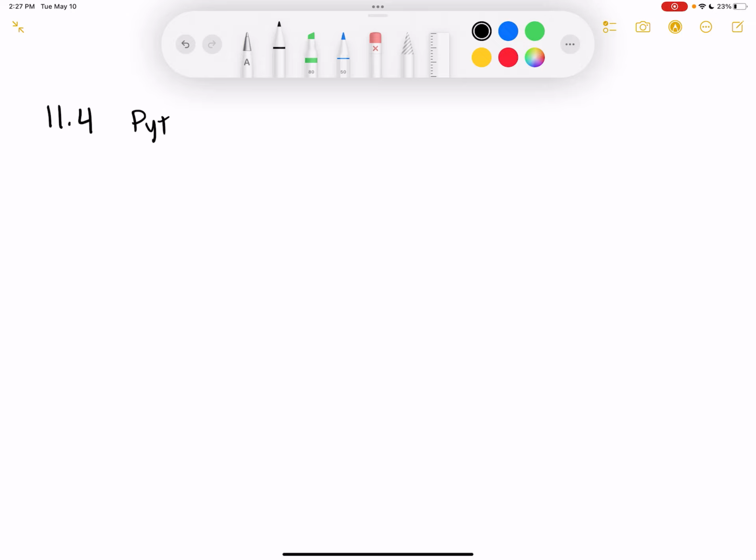11.4, Pythagorean Theorem. Ew. The next two sections that we're doing will get you ready for geometry.